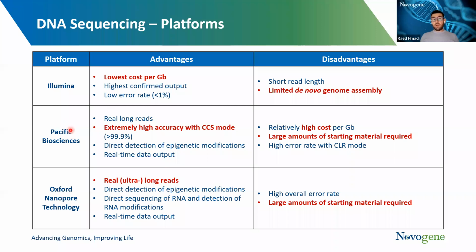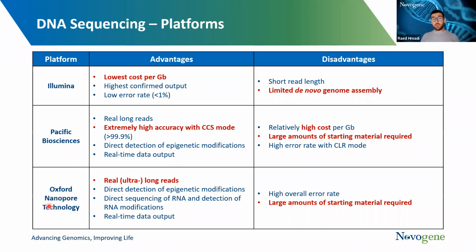For long read sequencing, focusing on Pacific Biosciences or PacBio, the advantages here include real long reads, high accuracy with the CCS mode of sequencing, and for the first time, direct detection of epigenetic modifications. More importantly, all of this can be done with real-time data. However, sequencing with Pacific Biosciences is considered to be relatively high in terms of cost per GB, requires large amounts of starting material, and in general has a high error rate with the CLR.